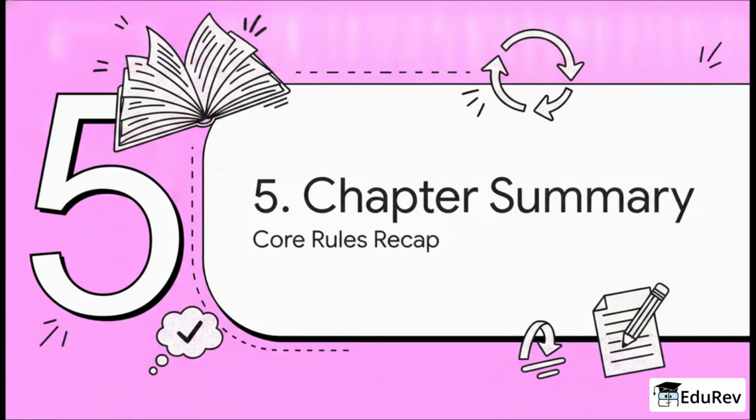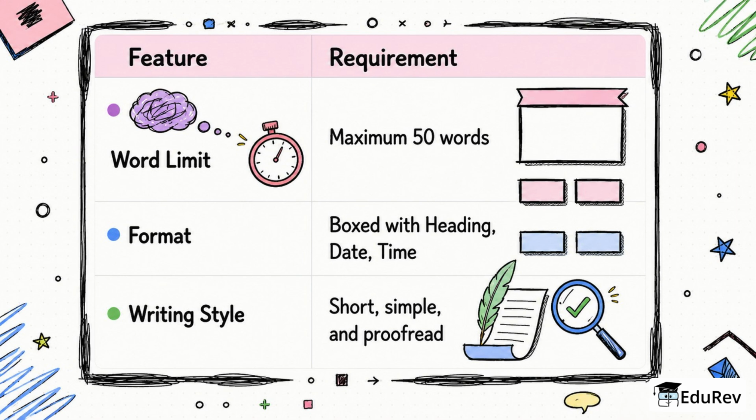And finally, Section 5, Chapter Summary. I've summarized the core rules I always follow in this simple table so you can memorize exactly what I taught you today for your own exam prep. For the word limit, always remember the absolute maximum is 50 words, no exceptions.